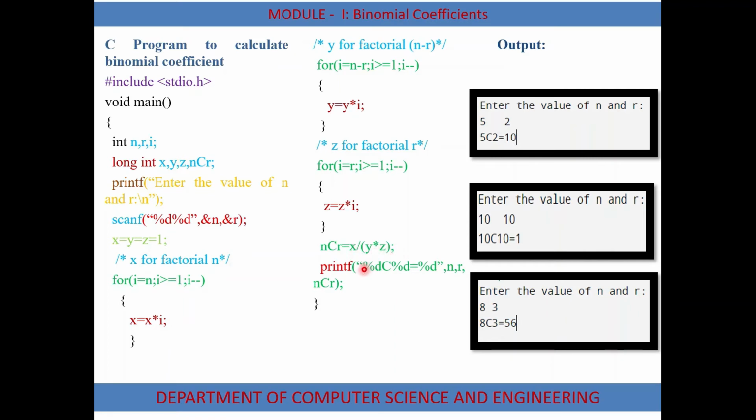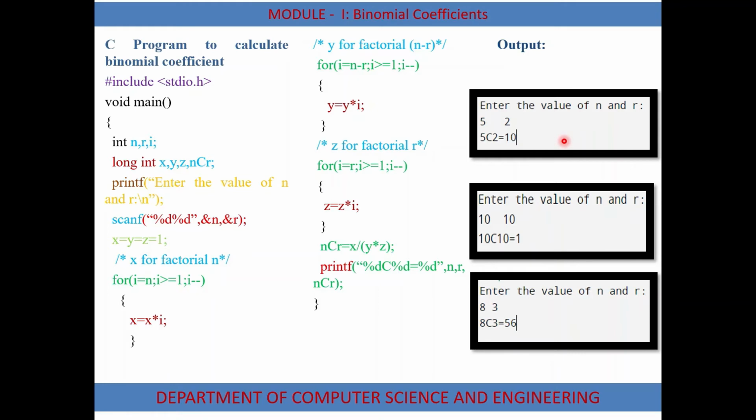Now finally print the value. This %d stands for n, then C, this %d stands for r. Finally this %d stands for this resultant value. That is 5C2 is equal to 10. Okay, so this is the output of this program.